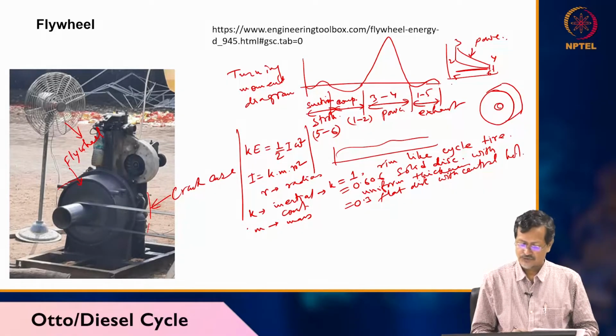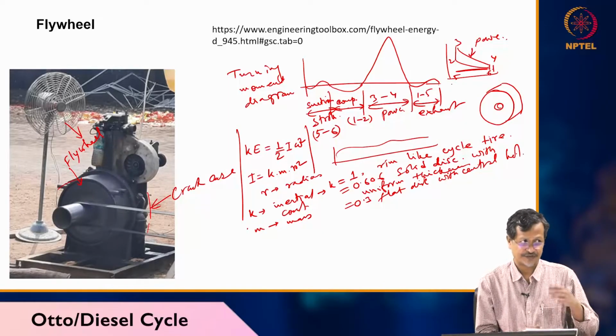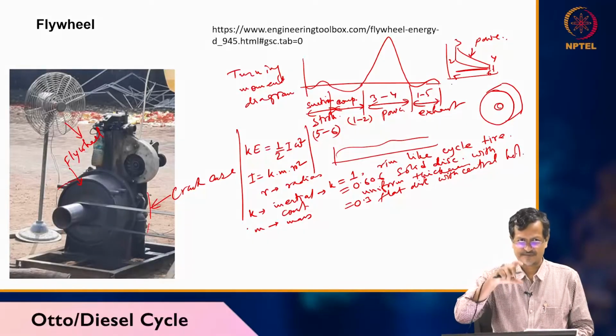Okay, so if I know the K value, M value, I value, I can get the kinetic energy, how much energy it is storing. Then if we average it, you can say, okay, this much size may be required for smoothing the power.